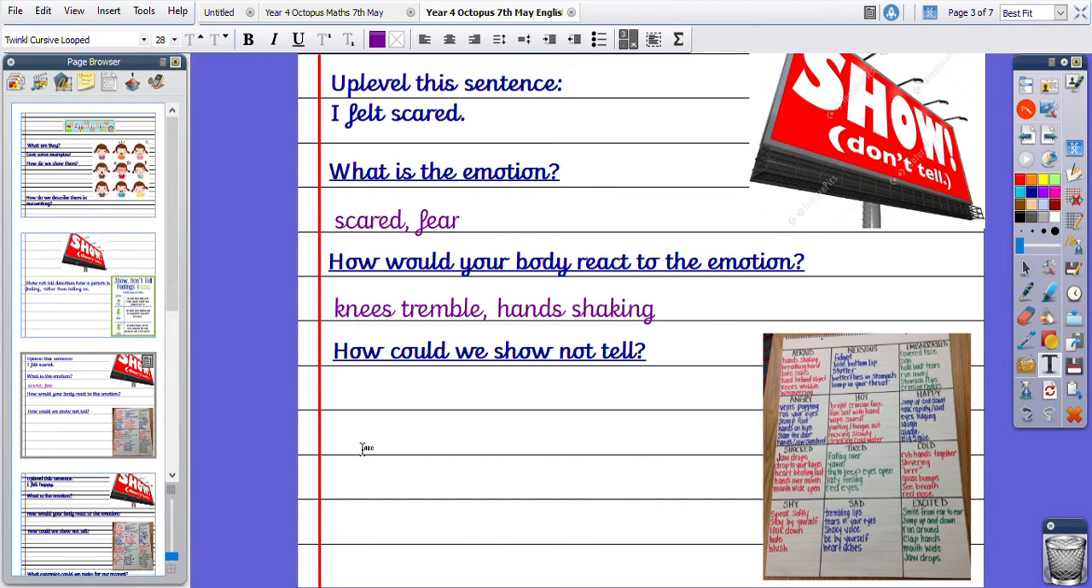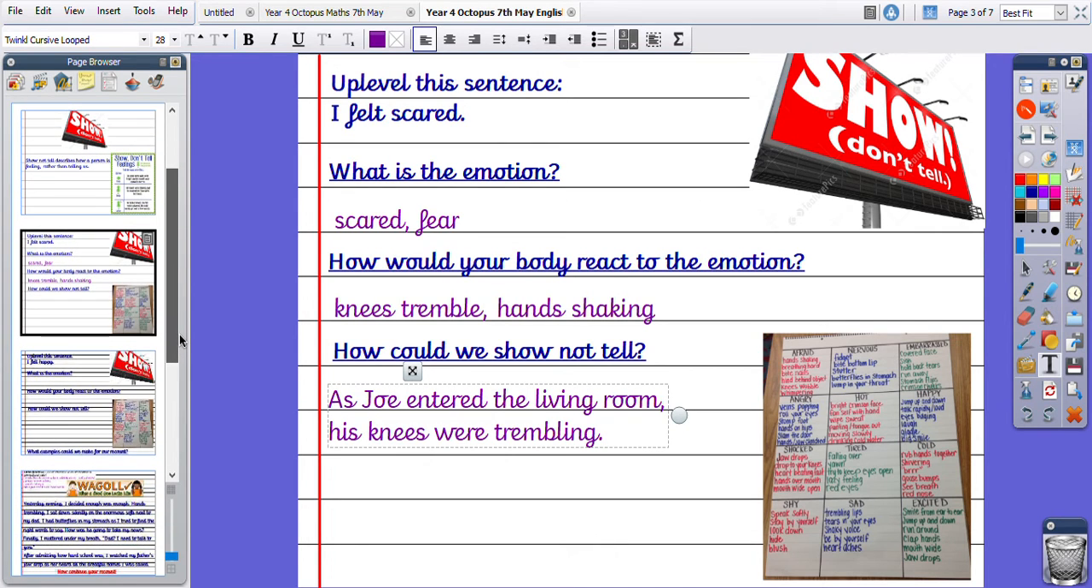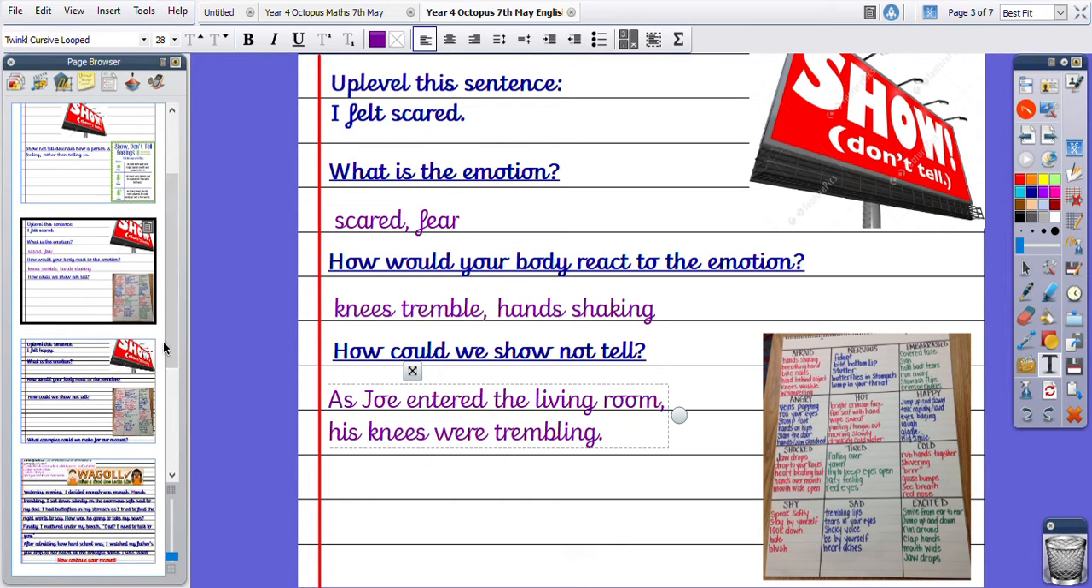And how could we use show not tell in a sentence? So let's use Joe as an example. As Joe entered the living room, his knees were trembling. So that is not telling me, sorry, it's showing me that Joe is scared. It's giving me more detail. I'm imagining how Joe is feeling.